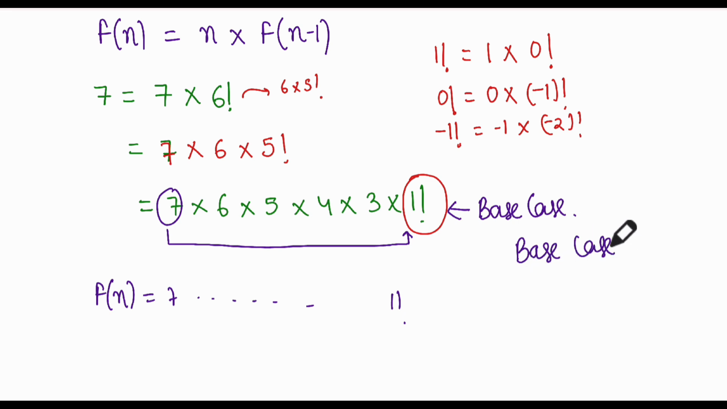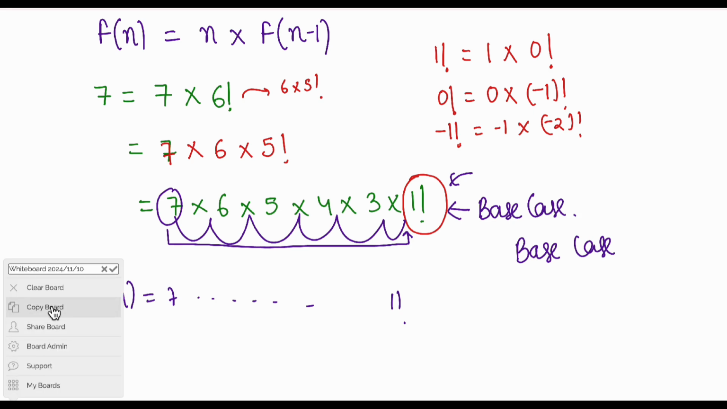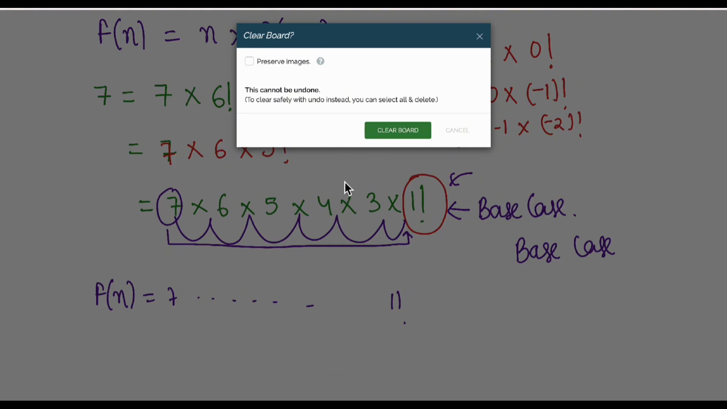Remember why we need a base case. If a base case is not present, you will be stuck in an infinite loop, right? You will keep on reducing, you will keep on calling, and it will never end. That's why you need a base case. Once you have a base case, you can keep on calling one lower function till you reach the base case, and eventually you will solve the result. Okay, so this is how recursion works on a simple case.